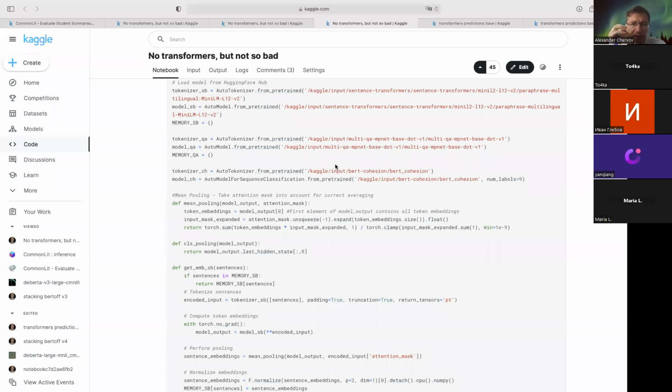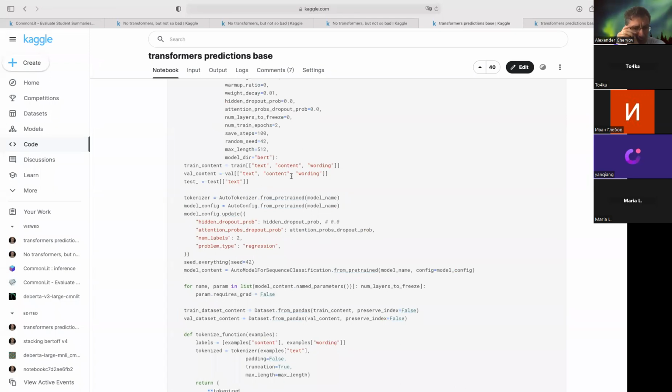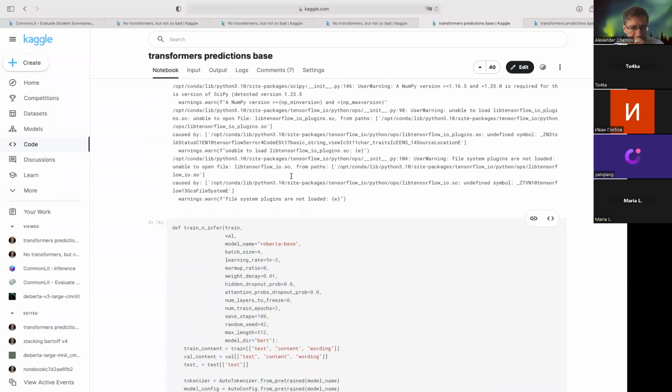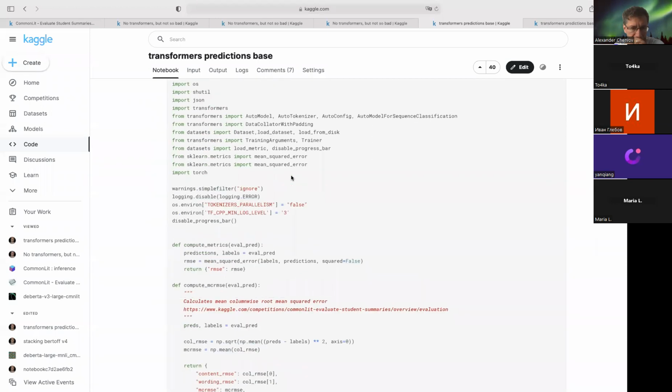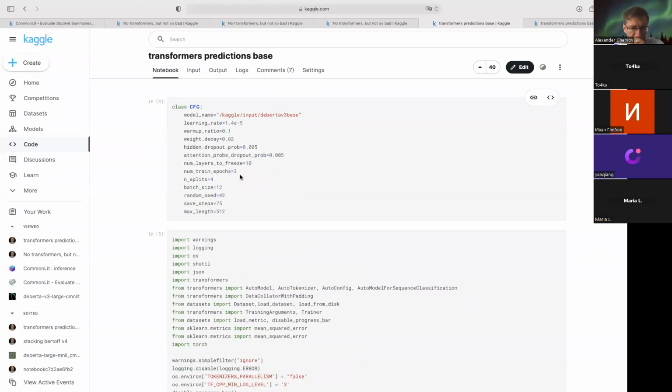Okay, but I mean another notebook, transformers predictions. Transformer predictions, yes, of course. Here's a typical notebook where we just train pre-trained transformer models on our data set using only one text column, only the text, which is the summary, the student summary.